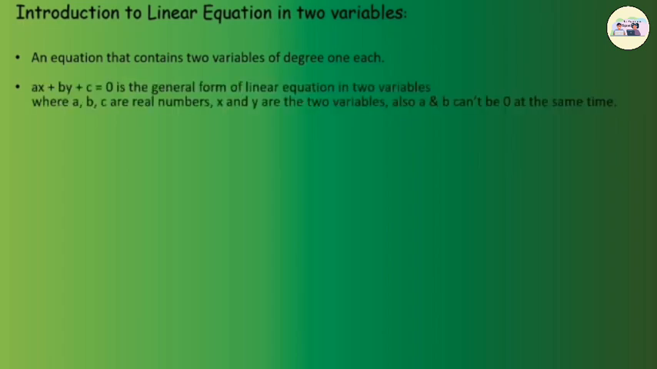ax plus by plus c equal to 0 is the general form of a linear equation in two variables, where a, b, c are real numbers, and x and y are the two variables. Also, a and b can't be 0 at the same time.